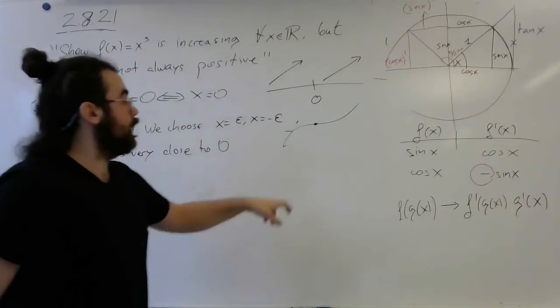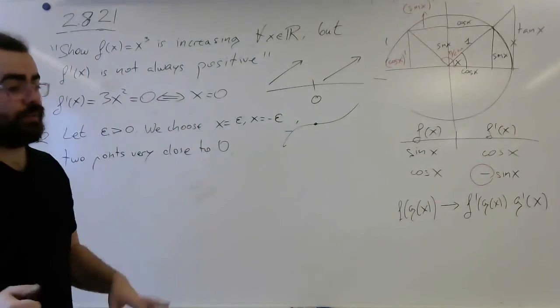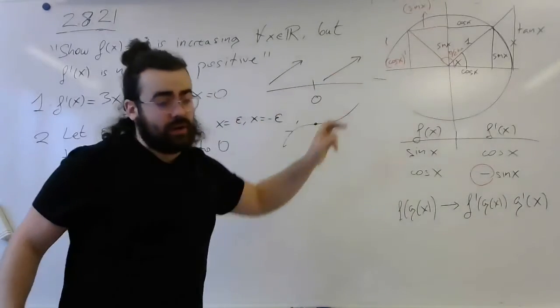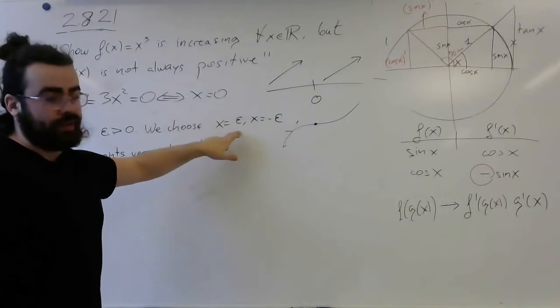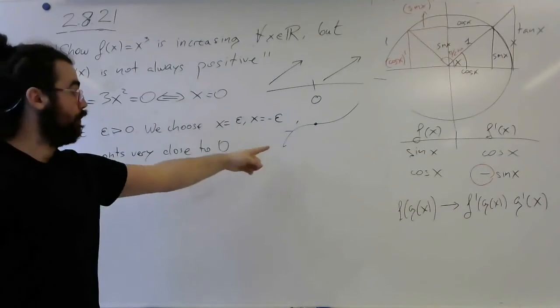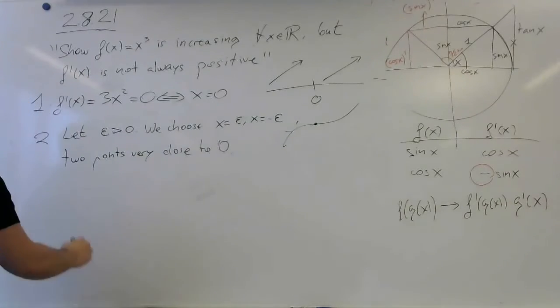The only problem we have is in 0. In all the rest of the points, positive derivative, the function is perfectly increasing. Now, our problem is 0. So we take 1 point that is above 0 and 1 point that is below 0. And let's see what happens.